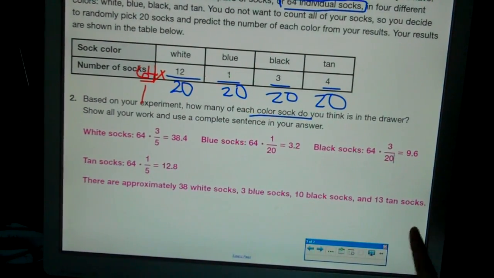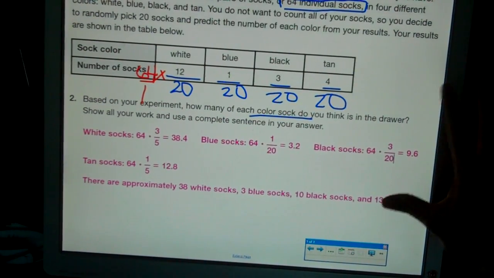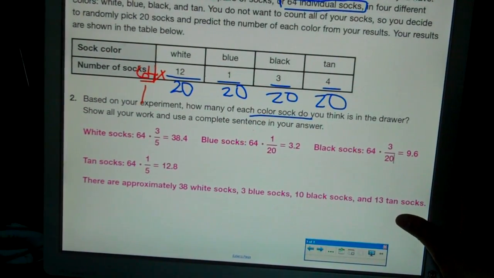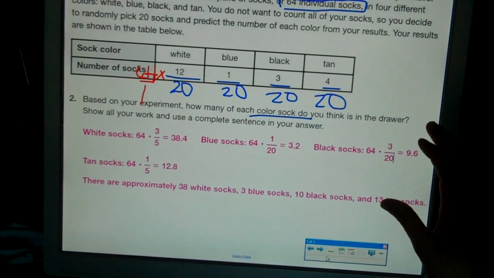Again, they're approximate numbers. You didn't actually count them. This is all based on an experiment. But this is making a prediction. If you didn't do this part on your own, please pause the video and go back and do it on your own. Okay? Because this is the really important factor of this lesson. Theoretical and experimental, but mostly making the predictions.